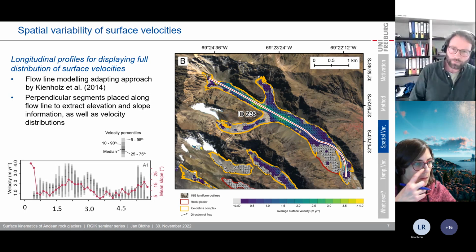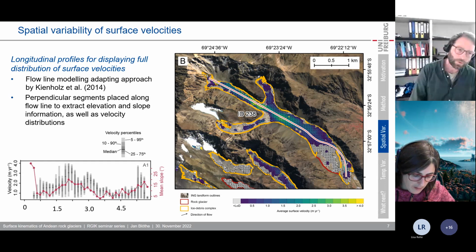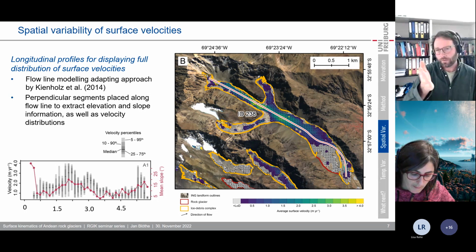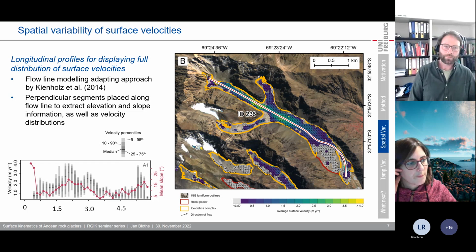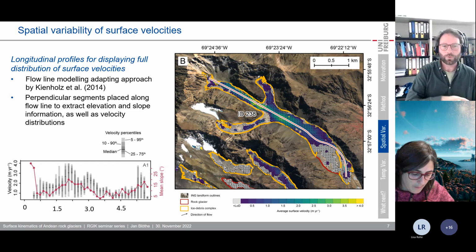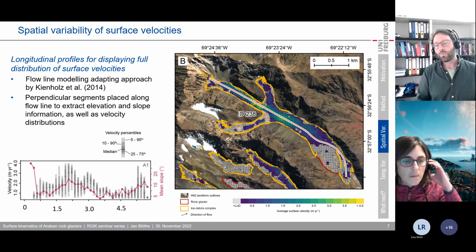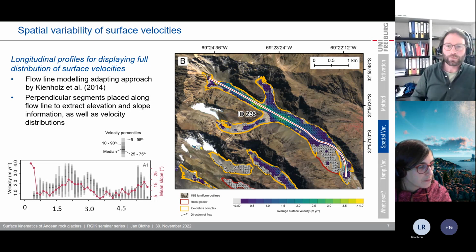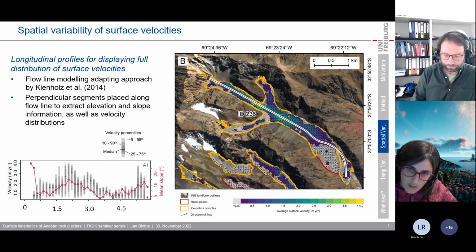And you see that for this specific Morenas Coloradas example on the left-hand side here. And what I also plotted there is not only the velocity distributions within these rectangles perpendicular to the flow line, but also the mean slope. And you see that we find large variability, not just in the entire distributions, but also in the median values of surface speeds. And we find a close association to the mean slope. So we can actually learn a lot from looking a bit more at the details of surface velocities.